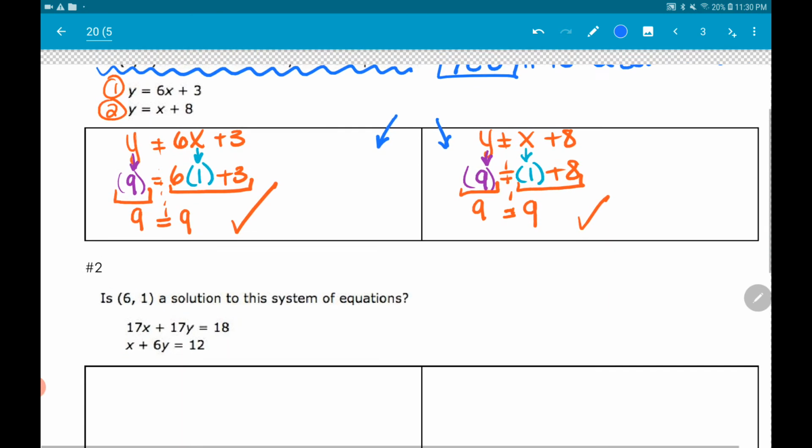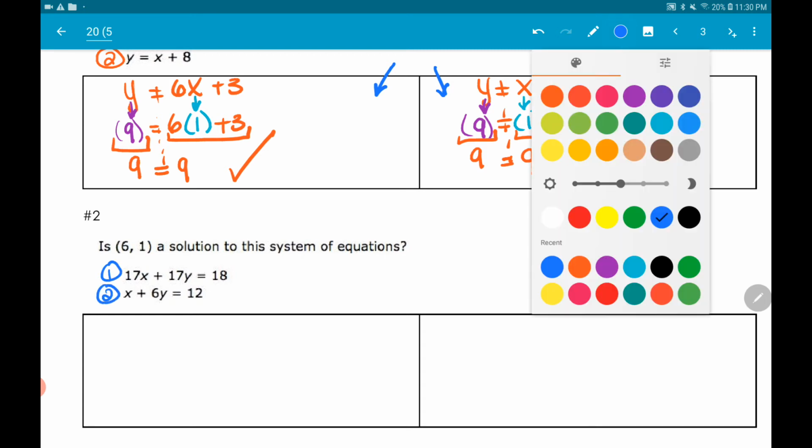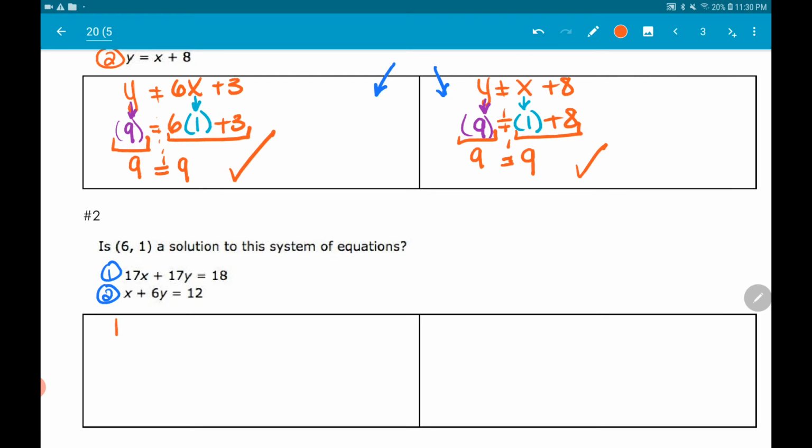All right, let's look at number 2. So I have equation 1 and equation 2. I'm going to keep my colors the same. So 17x plus 17y equals 18. X plus 6y equals 12. Notice how they look a little different than the other ones, but that's okay. I still have some x, and that's going to go wherever I see an x. So what number am I putting in these parentheses? 6.